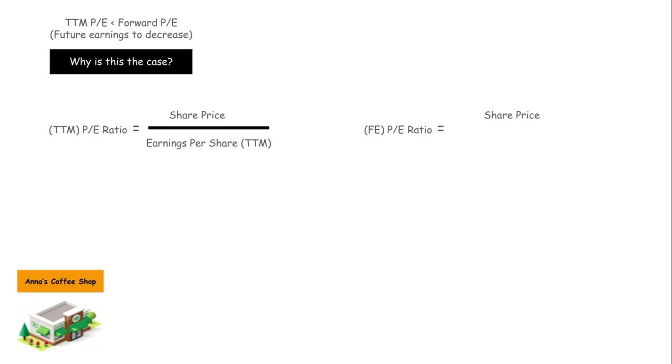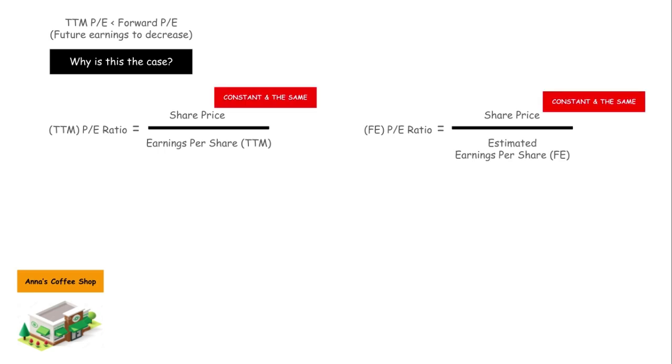First, we must look at the trailing PE ratio, where we divide the share price by the trailing 12 months earnings per share, and the forward PE ratio, where we divide the share price by, this time, the estimated future earnings per share. Like before, the share price for both the trailing and forward PE ratios must remain constant and the same. For the forward PE ratio to be greater than the trailing PE ratio, then the estimated forward earnings per share must be lower than the trailing earnings per share. This is because as the estimated future earnings per share decreases, the forward PE ratio increases.